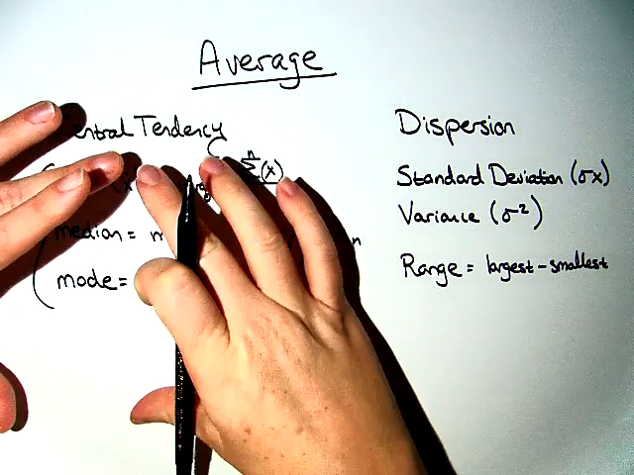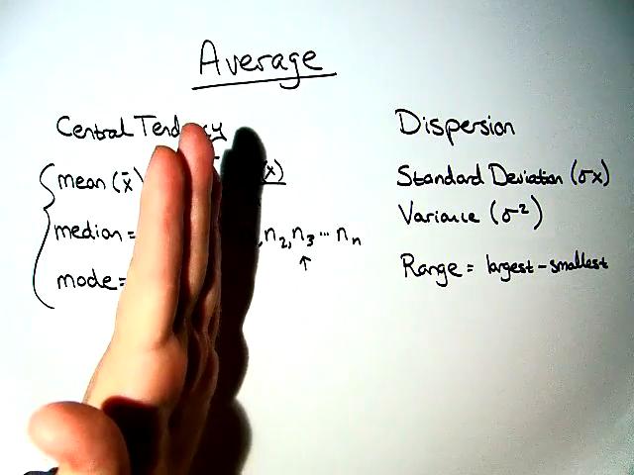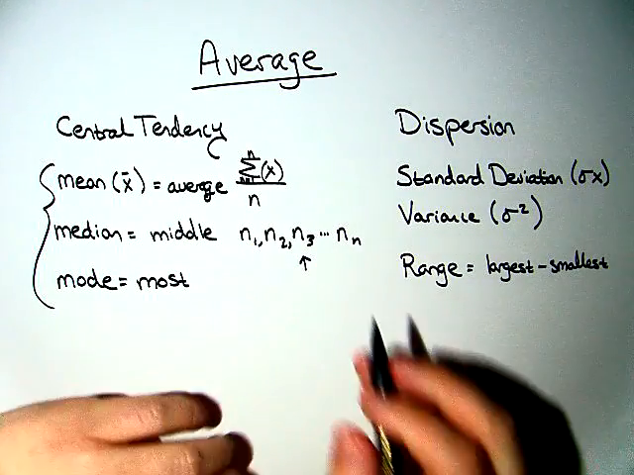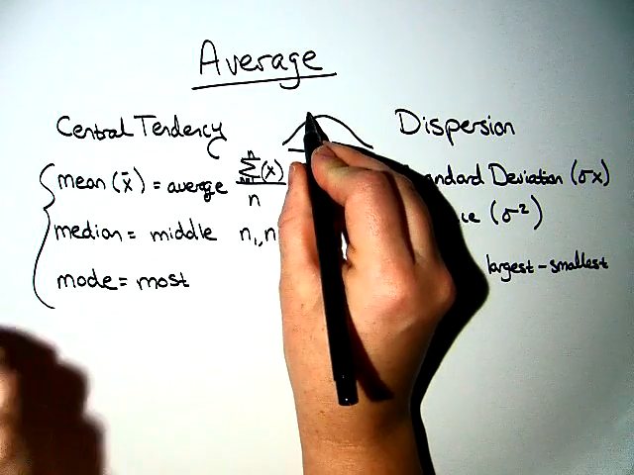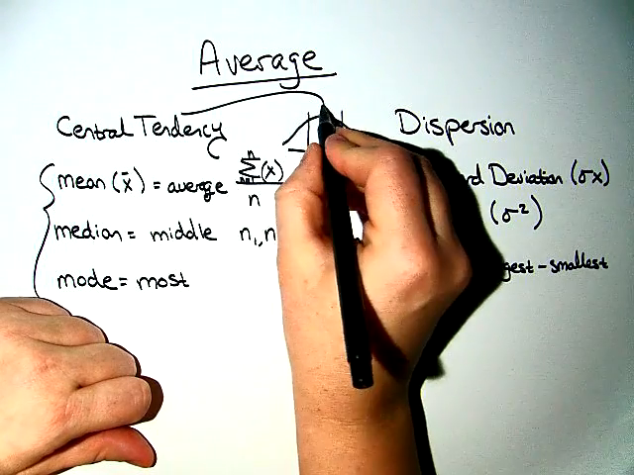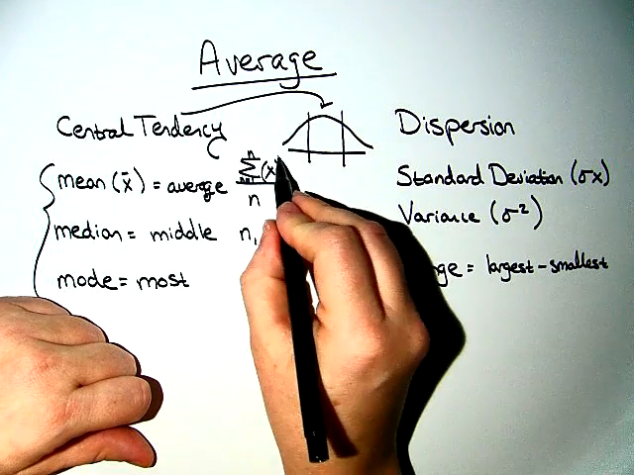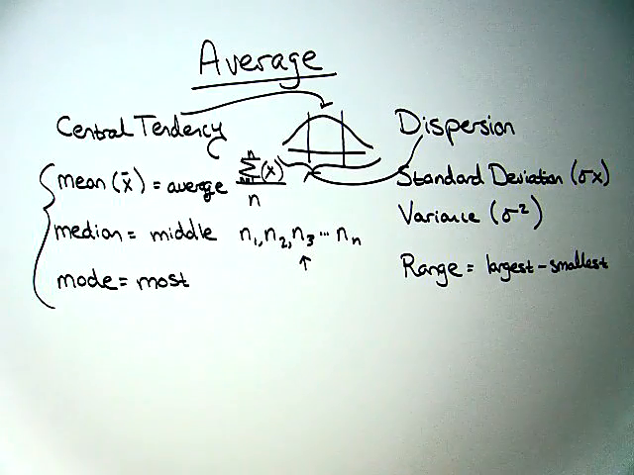So central tendency measures what is in the middle, what's going on in the center. Dispersion measures what's going on the outside. So if you were to look at a bell curve, what you would find is the measurements of central tendency fall right in here, whereas the measurements of dispersion look at the whole graph. So that's two different ways of looking at it.